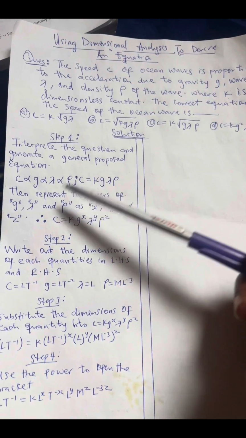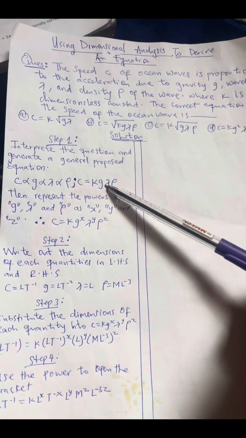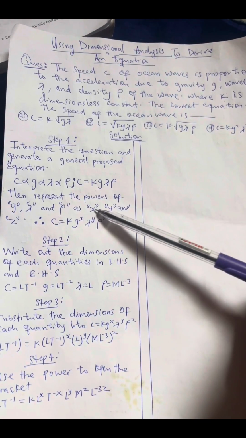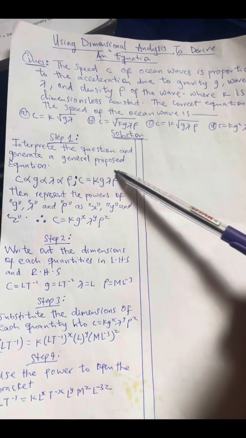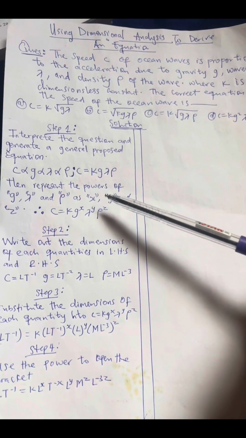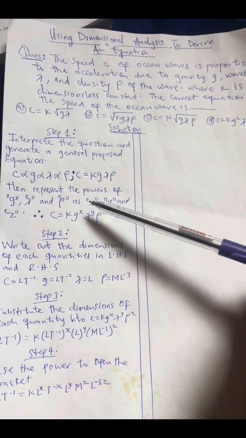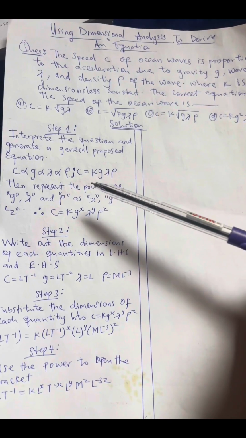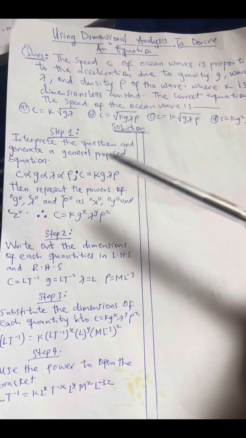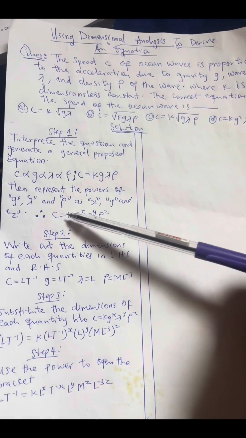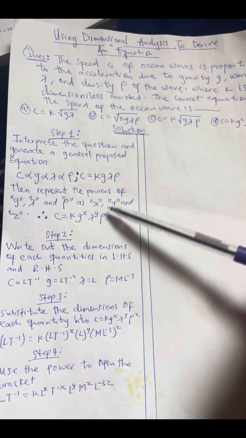So once you've done this, you are going to represent the powers of g, lambda, and rho as x, y, and z. That's what we mean by proposed equation. So you will just represent the powers of the quantities as x, y, and z. Actually, you can use any letter that you want. You can use a, b, c, but for the sake of this video, I'm going to be using x, y, and z. So that is why this c now equals k, g raised to power x, lambda raised to power y, rho raised to power z.